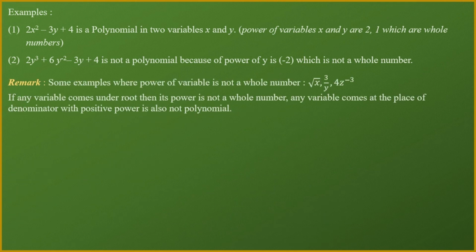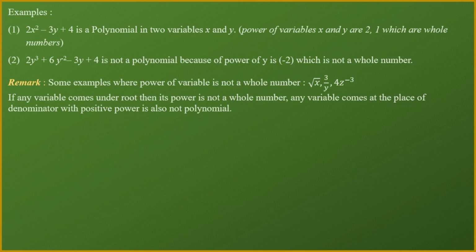Now we can see some remarks. The remark is given here with some examples where the power of the variable is not a whole number. For example, suppose a variable is given inside the root. If you convert the root symbol into the form of an exponent, which we already covered, because root of x is known as the radical sign, then the power of x will become 1 by 2, because it is a square root. If it is a cube root, its power will become 1 by 3.